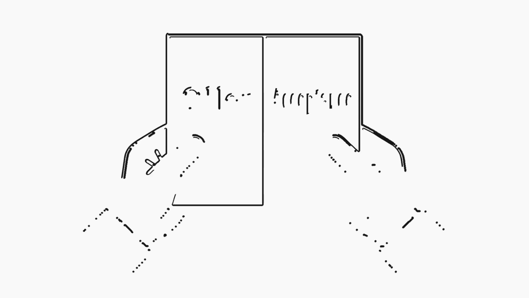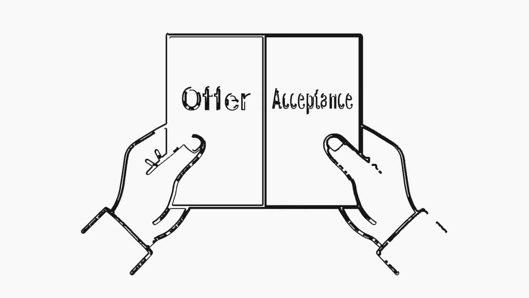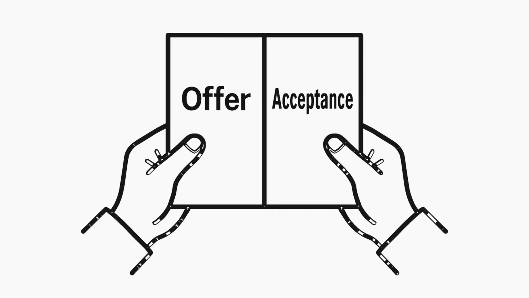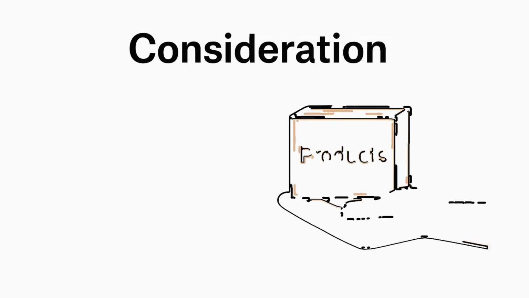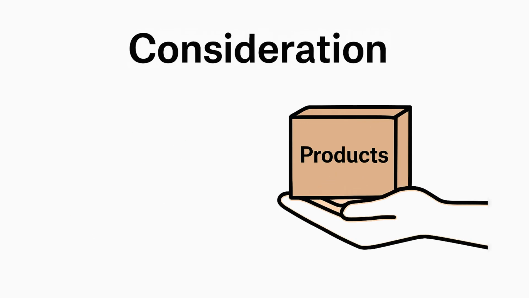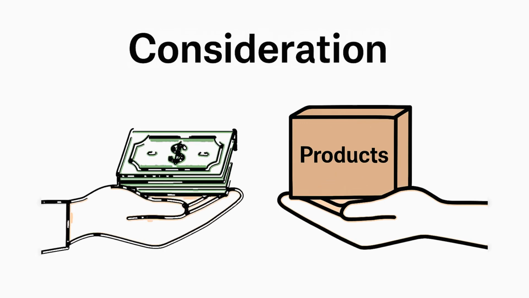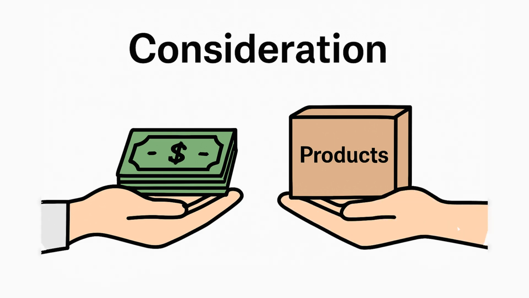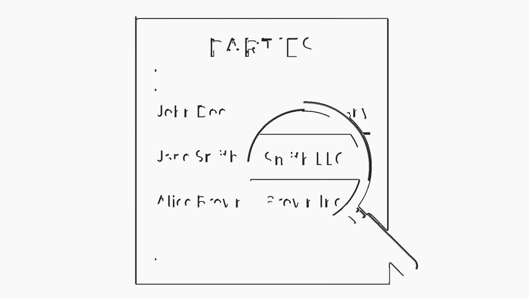First, the basics. Every contract needs an offer and an acceptance. An offer is one side saying, "Here's what I'm willing to do." Acceptance is the other side saying, "Yes, I agree to that." Next is consideration. That's the value being exchanged. It could be money, services, products, or something else of value. Without consideration, you usually don't have a binding contract.